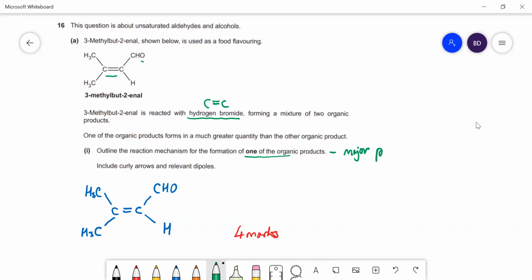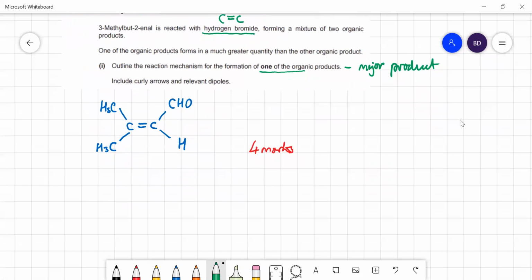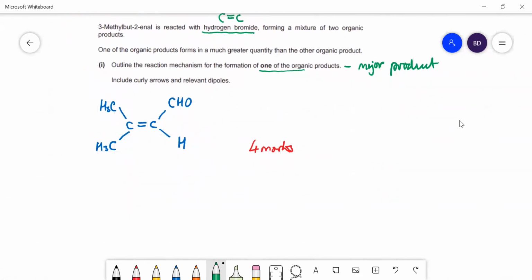Right, I'm going to show the formation of the so-called major product. Okay. The same mechanism essentially though. Right, so let's do that. Now, what is the reaction mechanism? HBr, it's electrophilic addition. So we need to have our HBr. Actually, let's do it in green.